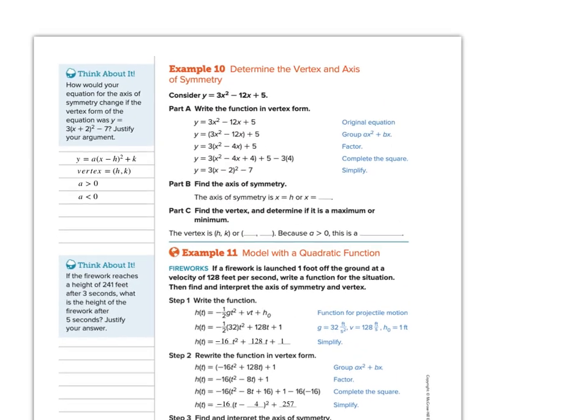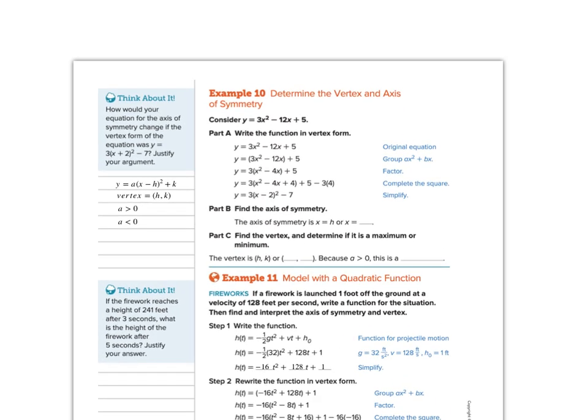And determining the vertex and axis of symmetry, again, once you have the vertex, we know here that h is 2, k is negative 7. So your axis of symmetry is x equals whatever your vertex number is. So in this example, they've completed the square. So we know then that x is going to be equal to h, so x is going to be equal to 2.